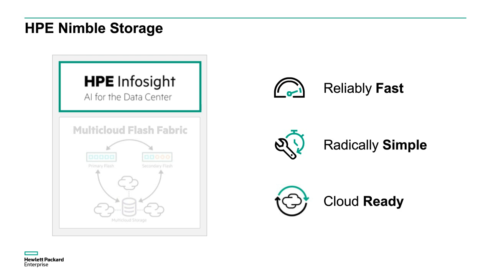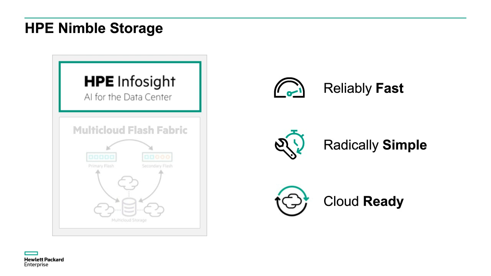The second piece is what we call the multi-cloud flash fabric. This is the combination of primary storage flash arrays, secondary flash arrays, and multi-cloud storage that's designed to deliver flash seamlessly across all of those dimensions. So together, Nimble brings flash to all applications and delivers something that's reliably fast, radically simple to use, and makes customers' environments cloud ready. So let's begin with InfoSight. This is one of the most unique differentiators in the industry and really sets Nimble apart from the rest of the offerings out in the market.